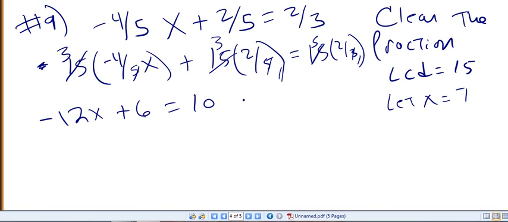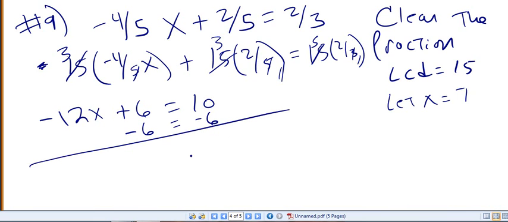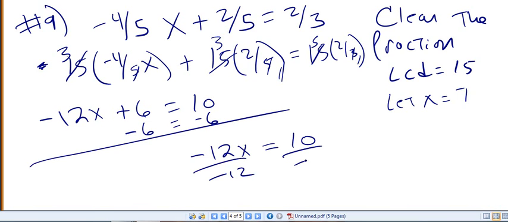At this point, most people can do this. So by now, you know to subtract 6 from both sides. So you got negative 12x is equal to 10. Divide both sides by negative 12. So x is equal to, it's not 10, I was kidding. That's 4. 10 minus 6 is 4. So that reduces down to negative 1/3.